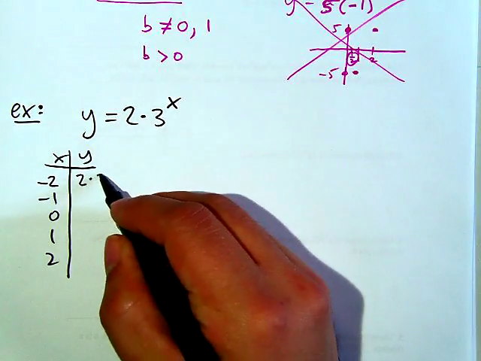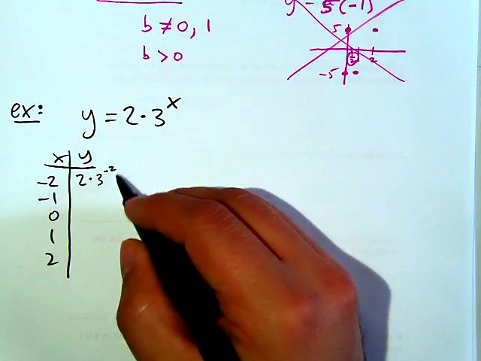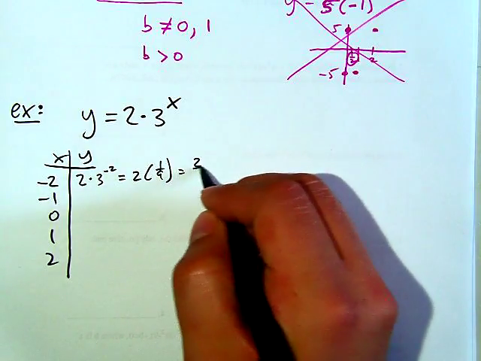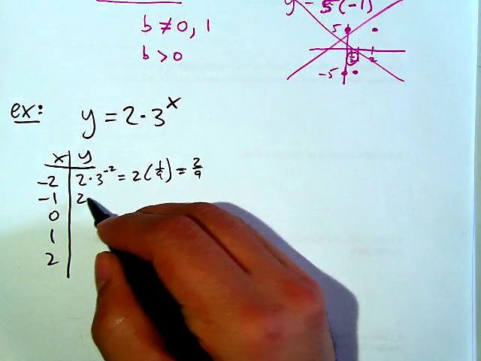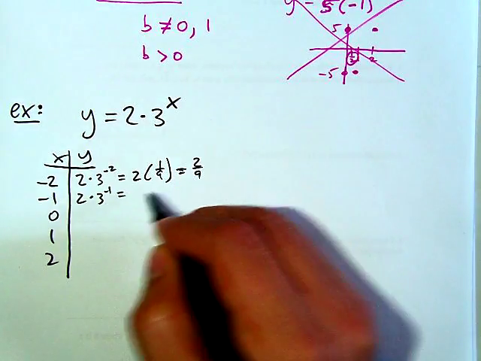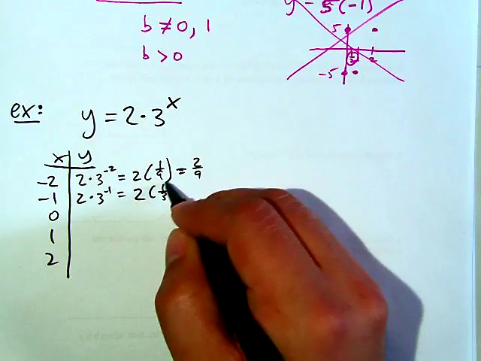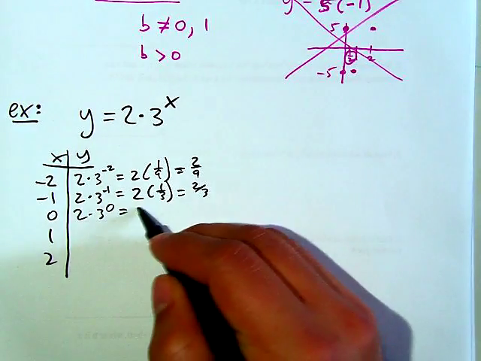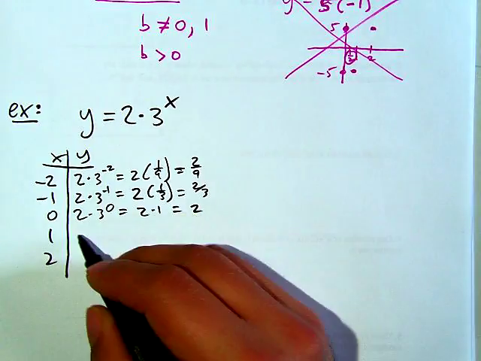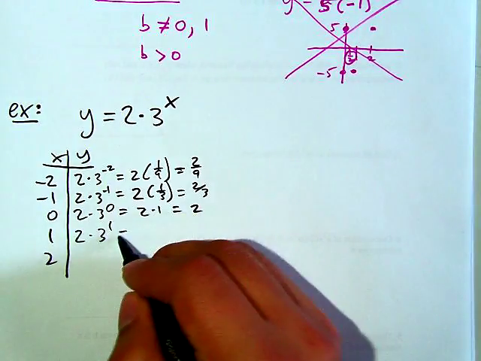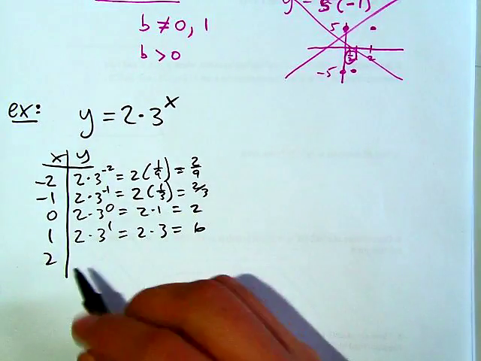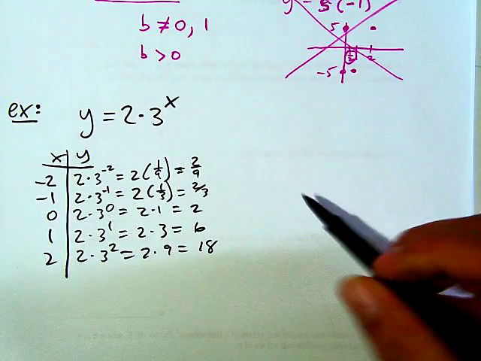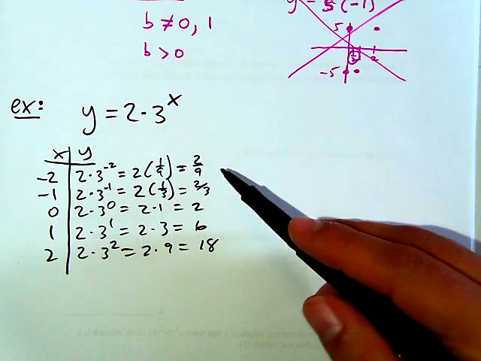2 times 3 to the negative 2 is the same as 2 times 1 over 9, so I get 2/9. If I do 2 times 3 to the minus 1, you get 2 times 1/3, which is 2/3. Plug in 0. 2 times 3 to the 0 is 2 times 1, which is 2. 2 times 3 to the 1 is 2 times 3, which is 6. And then 2 times 3 squared is the same as 2 times 9, which is 18. Okay, so here are the values.